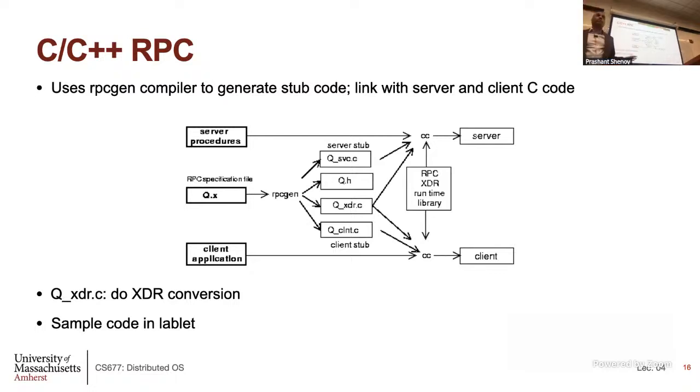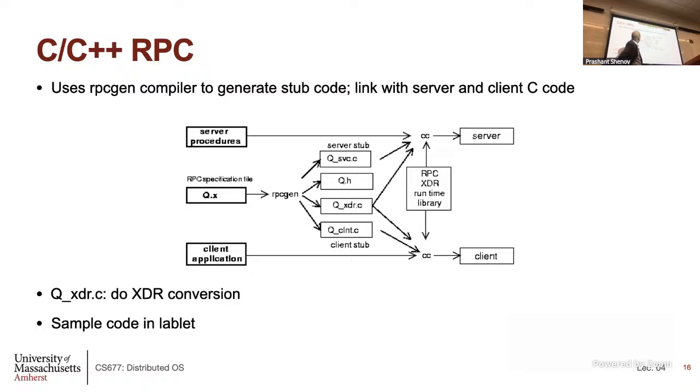That's the code that's going to do all of the networking. You'll see there's an XDR thing. That's the one that's going to do all the conversion. So there's a server stub, there's a client stub, there's a header file, there's XDR code. What you will then do is take these auto-generated files and the two files that you wrote, the client code and the server code, and then you'll compile them using a C or C++ compiler.